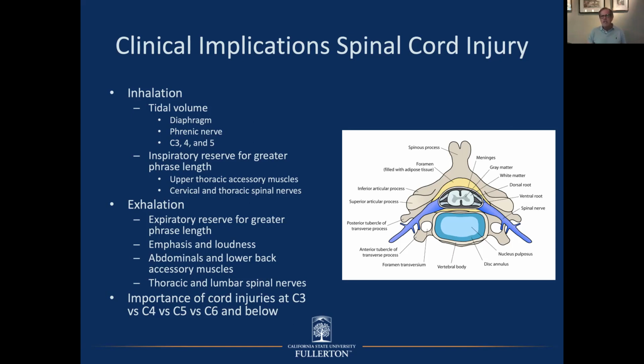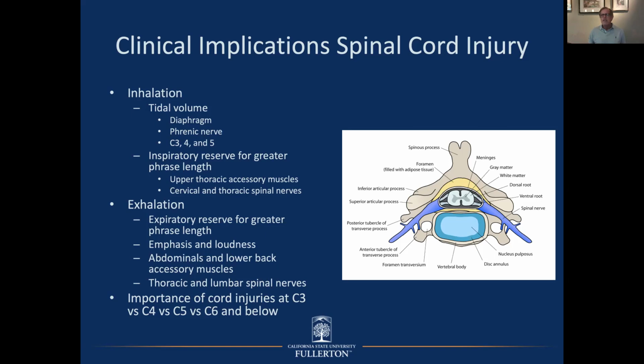You're not really using your abs. You could if you want to, but you don't have to. And so it's mostly the diaphragm, and that's enough to keep you alive, basically. You can speak on diaphragmatic breathing too. So it's about the diaphragm.